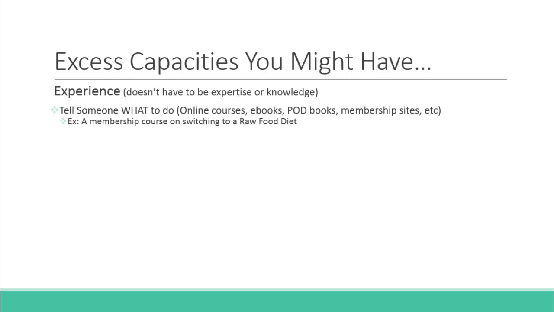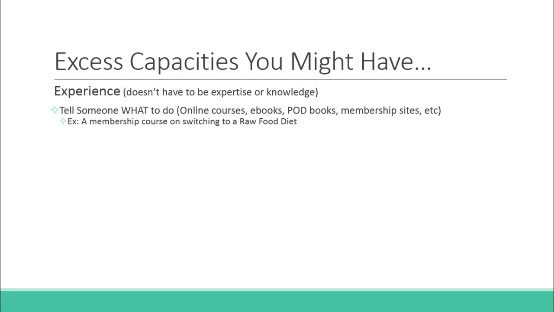First, you can tell someone what to do. So someone wants to do what you've done, you can tell them what to do either by doing an online course, by writing an ebook, by writing a print-on-demand book. If you prefer to sell hard copies of books, you can create print-on-demand books. I've done it. You can create membership sites around a specific topic where you let out small bits of information at a time.